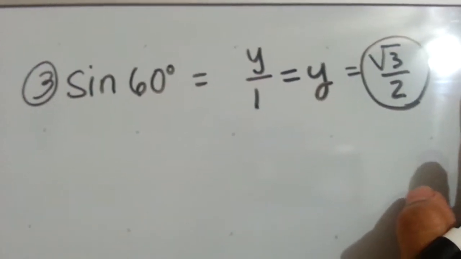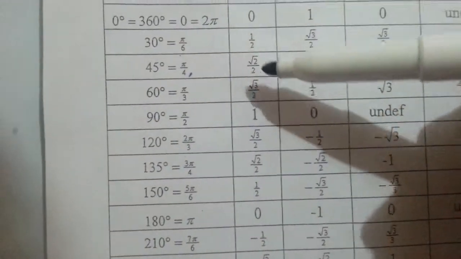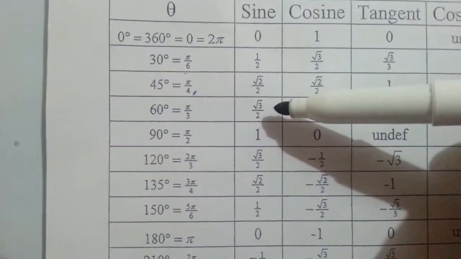Now let's check this on the table. We're looking for the sine of 60. Square root of 3 over 2. There you go.